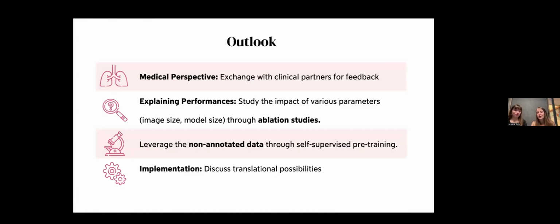So for future work, we would be interested in exchanging with clinical partners, and we already have started, for more feedback. For instance, the way we have selected the zoom levels was completely based on the statistics of the training data set, and with further feedback from the pathologists and from clinicians, we could make those sort of choices in a more scientifically and biologically relevant manner.